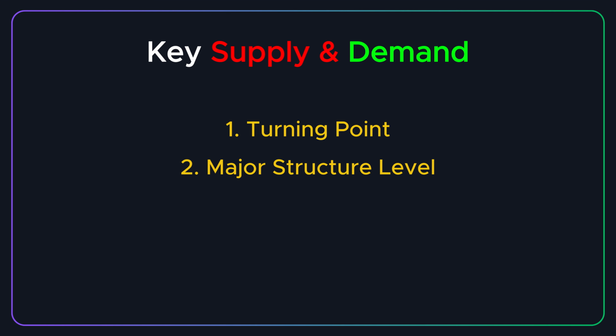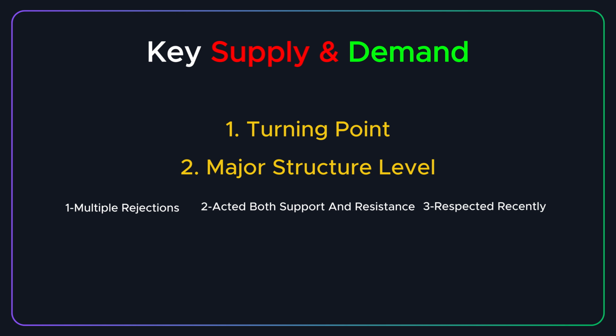And the second key is the major level of market structure. A major level of market structure will be more accurate when it has multiple rejections, acted as both support and resistance, or was respected recently. If a major market structure level meets these conditions, then the execution entry will be more accurate.